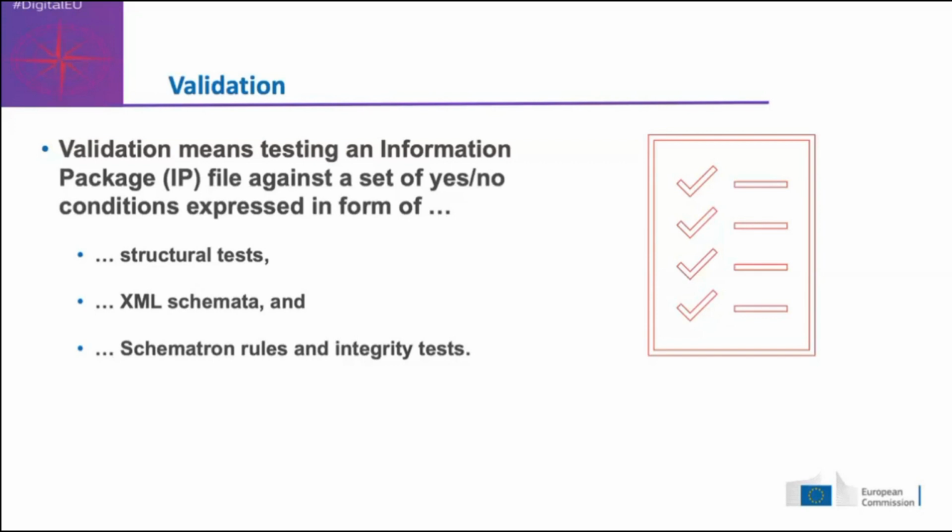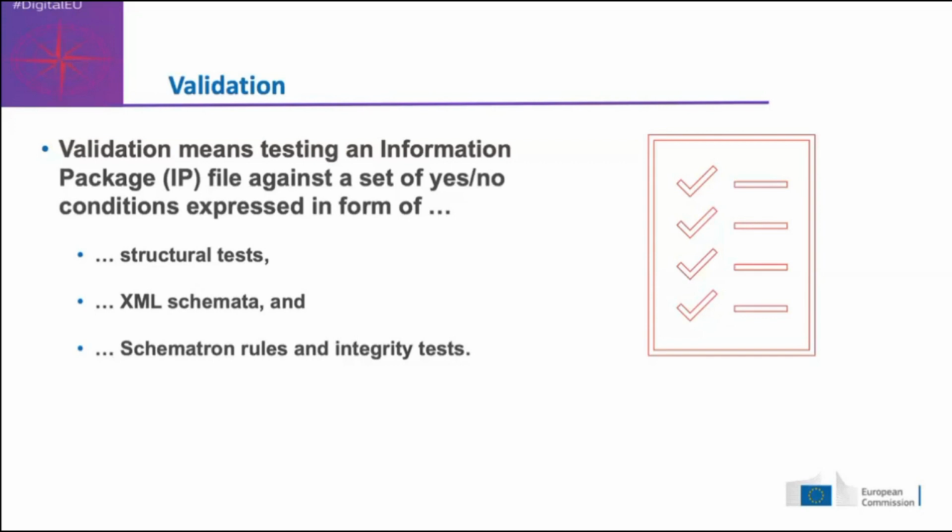And on top of that, Schematron rules allow a bit more things that cannot be expressed by XML schemata. For example, dependencies between certain elements. Let's say you have in one element the first page and in the second you have the last page, then the last page number must be higher. These kinds of dependencies you can express with Schematron rules, and you can then test against that. And lastly, integrity tests.